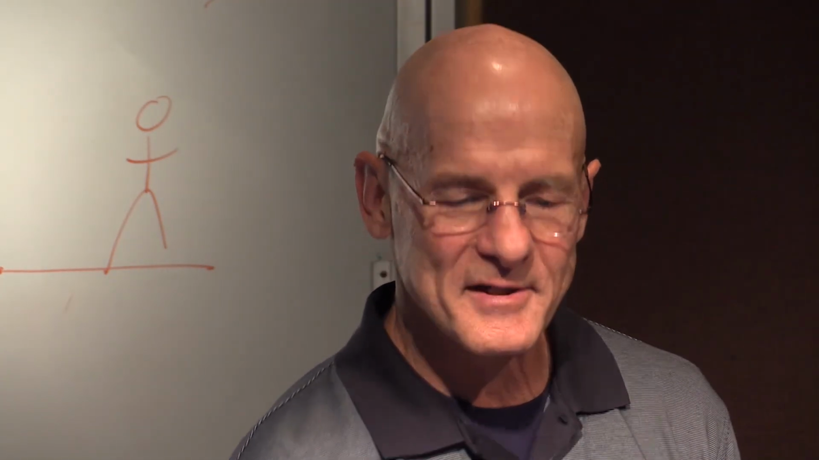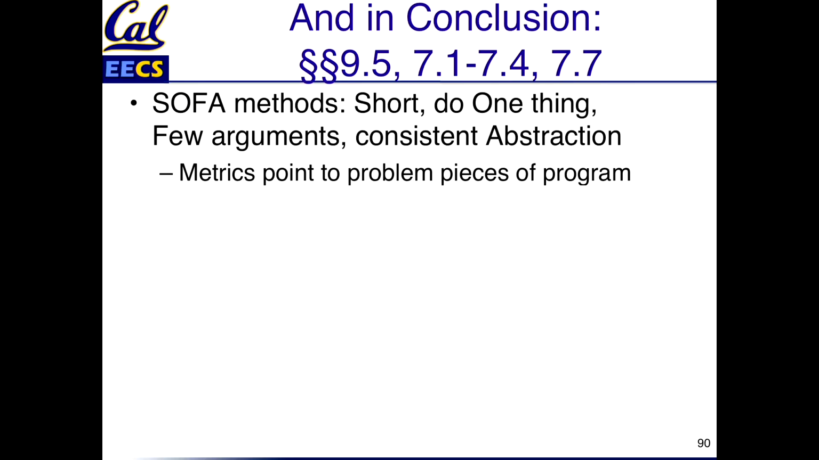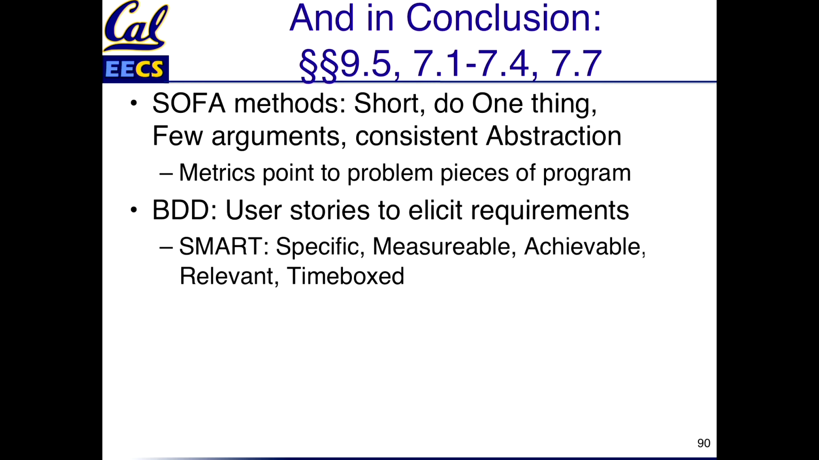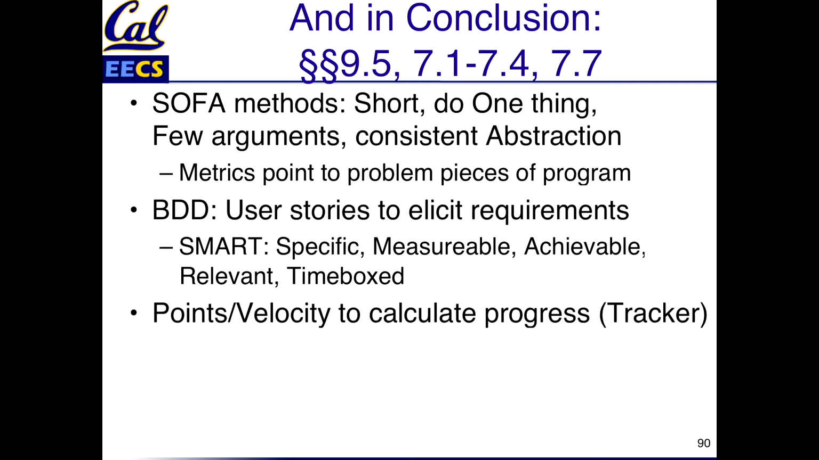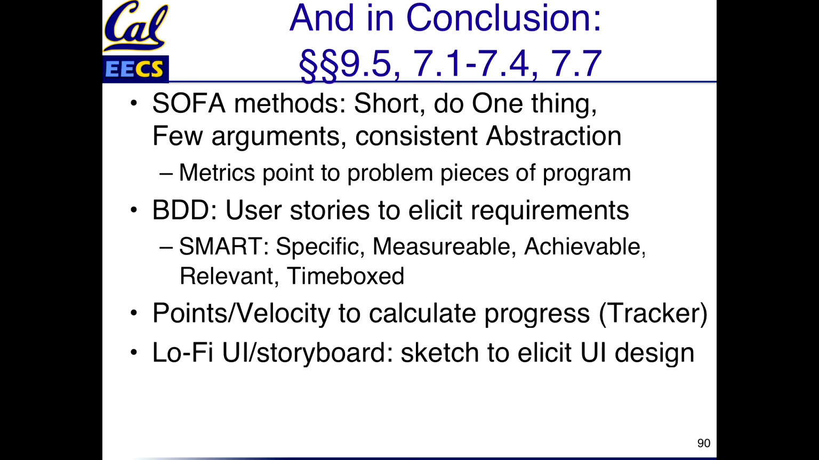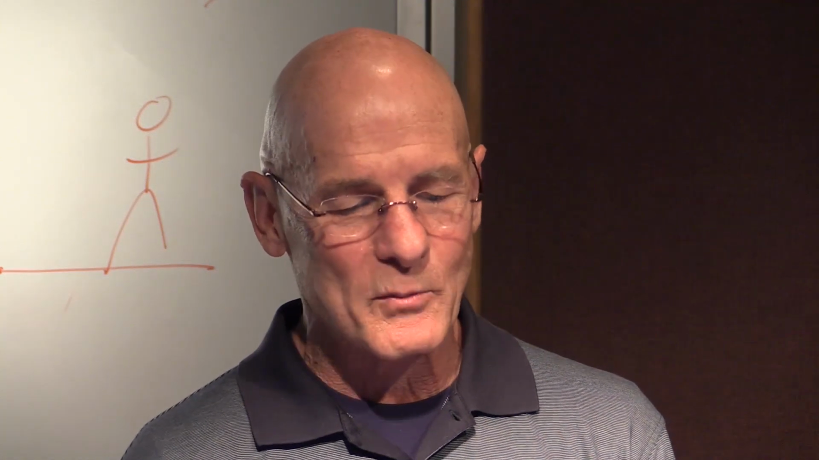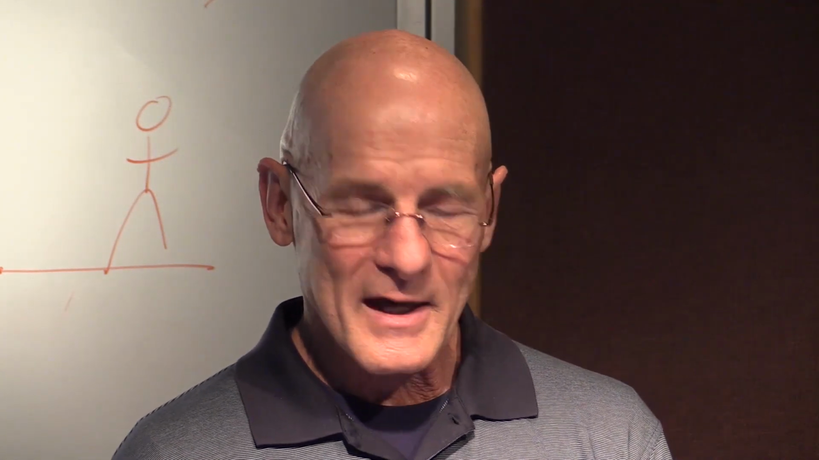So let me wrap this up. We started off giving you advice on how to write beautiful code with SOFA: short, do one thing, few arguments, and consistent abstraction, so you don't have smelly code. And these metrics will point to areas of concern. They're not a foolproof guarantee, but they're good indicators. The big idea of behavior-driven design is user stories and lo-fi user interfaces to work with the customer right now to figure out what they want, and you need to do that. How to make good ones? They need to be specific, measurable, achievable, relevant, time-boxed. Tracker is a useful tool to calculate progress. And boy, in this other universe, the project manager gets good pay, but there's a lot on the line to be successful. Okay, with that, we'll see you next time.